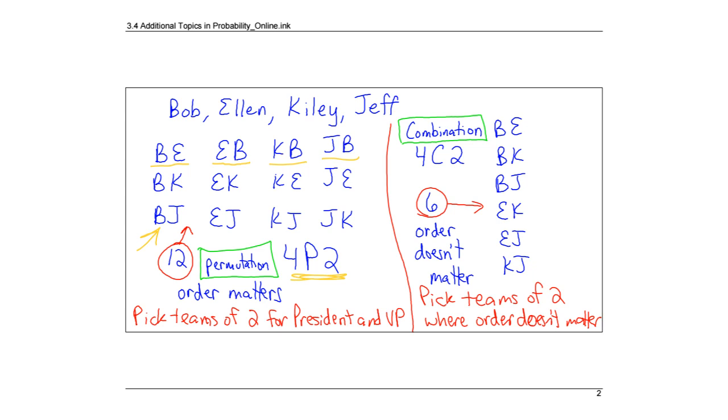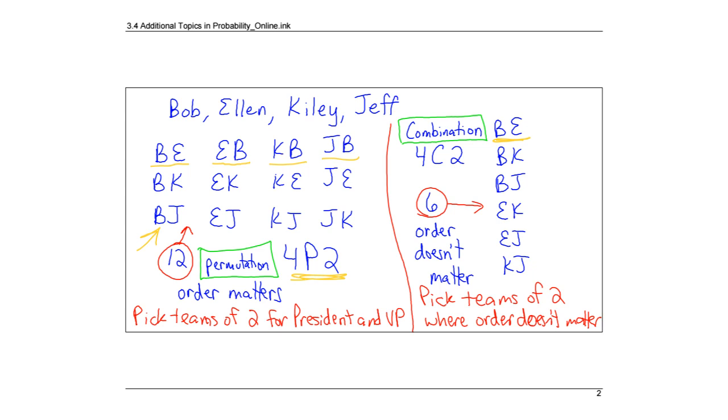Now let's say that the order doesn't matter. Let's say we're just picking 2 people to go to a conference. So it doesn't matter that I pick Bob first or Ellen first. With this first one, once I pick Bob and Ellen together, I don't have to also pick Ellen and Bob, right? Because they're already together. So we're going to let Bob and Ellen go to the conference, Bob and Kylie, Bob and Jeff. When I get to the next column, I'm not going to do Ellen and Bob because that already has an option above, but I do need Ellen with Kylie and Ellen with Jeff.